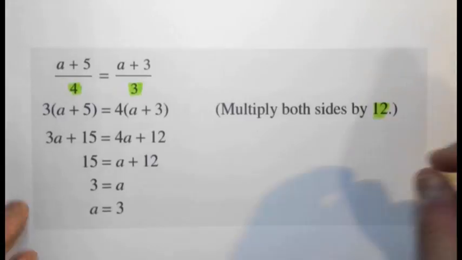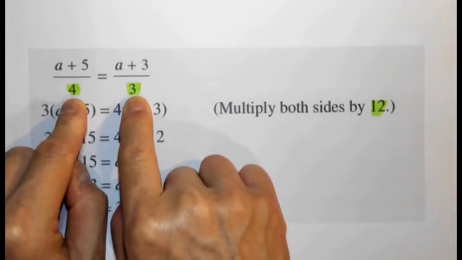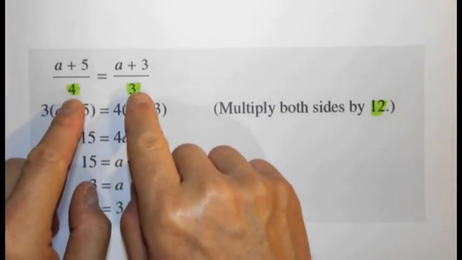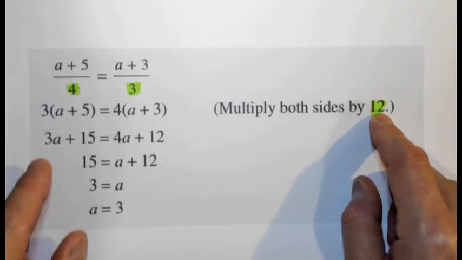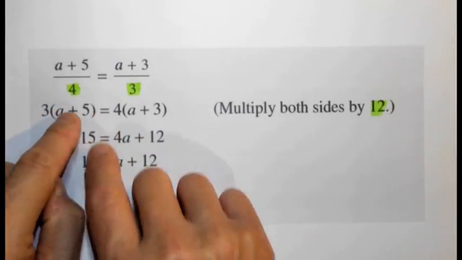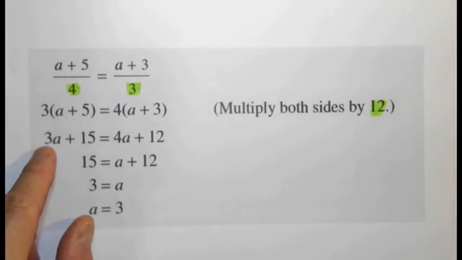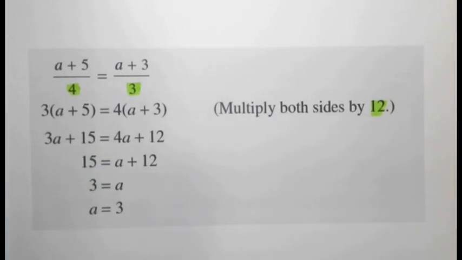How about if we have fractions on both sides? The lowest common denominator is 12. Therefore, we multiply both sides by 12, which means what we have is 3 multiplied into (a + 5) and 4 multiplied into (a + 3). Expanding the bracket, 3a + 15 equals 4a + 12. Minus 3a from both sides. Therefore, we have 15 equals a + 12. And if we subtract 12 from both sides, we have a equals 3.